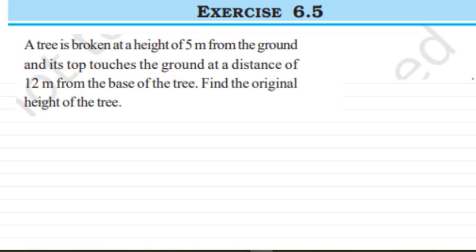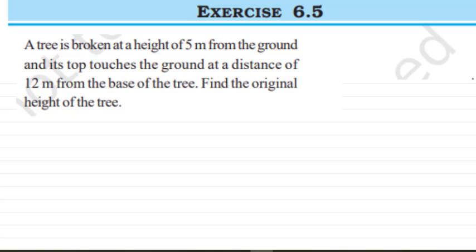So the question is, a tree is broken at a height of 5 meters from the ground and its top touches the ground at a distance of 12 meters from the base of the tree. So you have to find the original height of the tree. Okay. So first you have to draw the diagram for it.